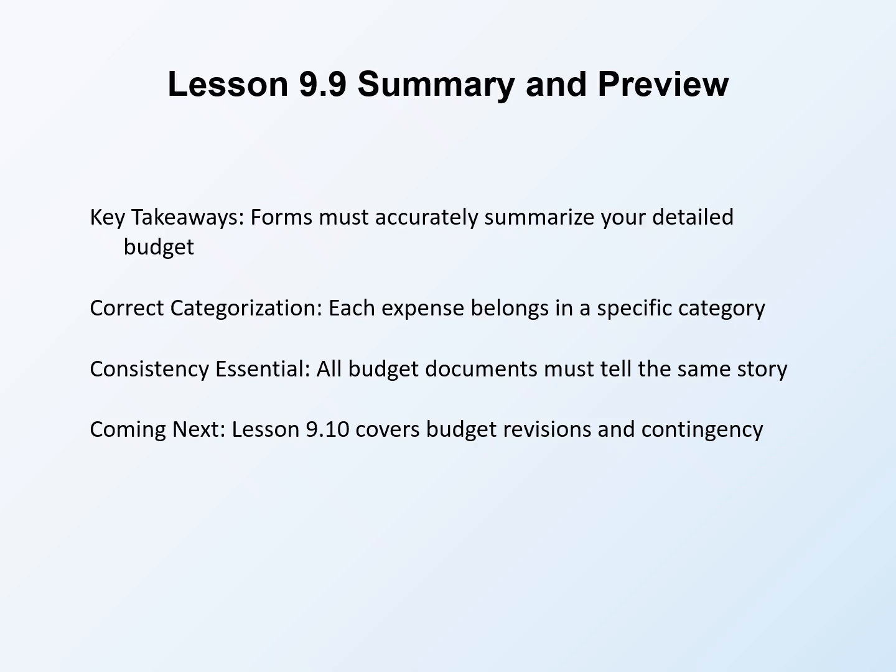Consistency across all budget documents is essential. Forms, detailed budget, justification, and narrative should all tell the same story about your resource needs. Inconsistencies between documents suggest careless preparation or budget problems. Systematic reconciliation catches discrepancies before submission.